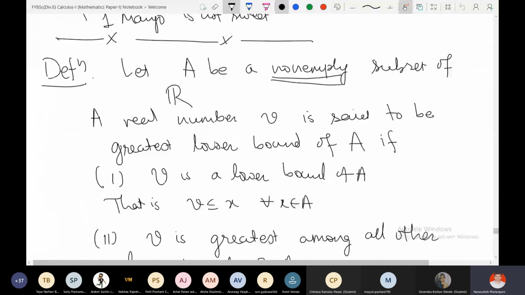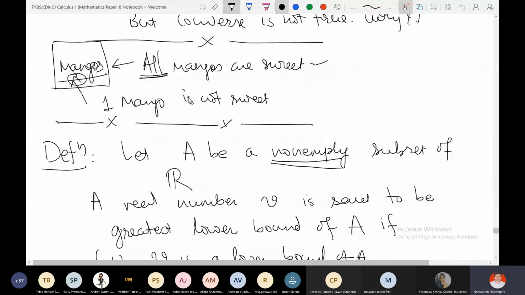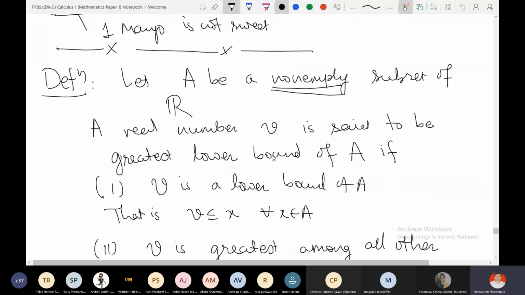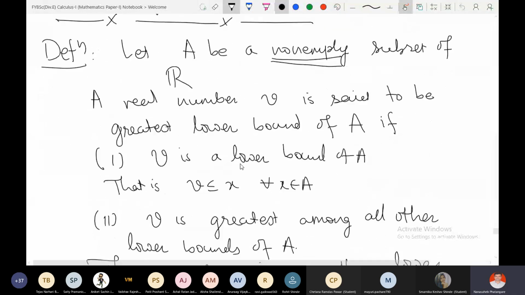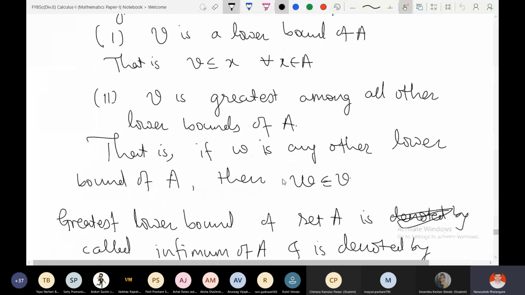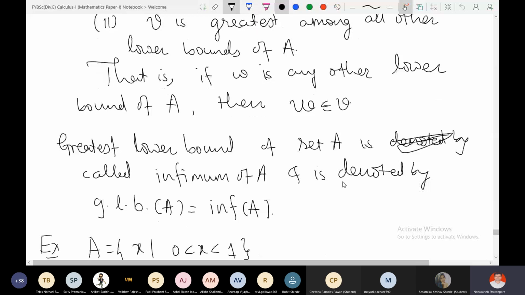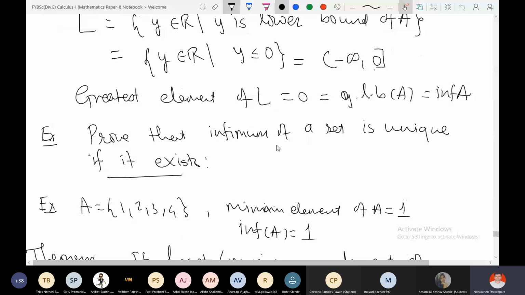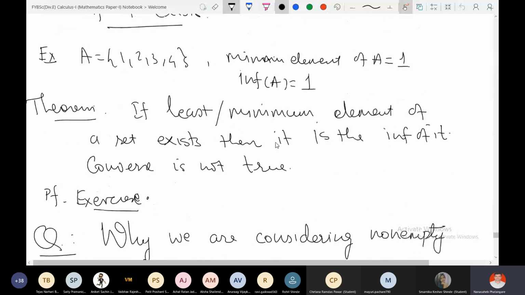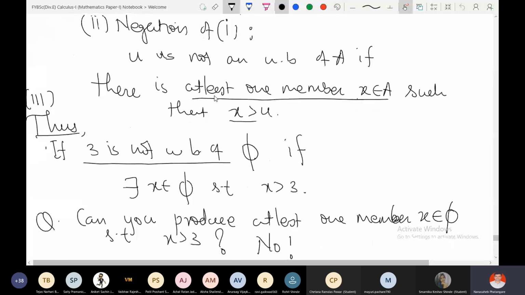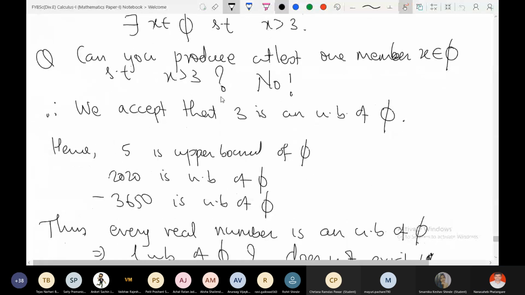And also we define the greatest lower bound. So A is a non-empty set, right? And v is the greatest lower bound if v is a lower bound, and if there is any other lower bound, then it is less than or equal to the greatest lower bound. So the greatest lower bound is called the infimum of a set. Right. So we discuss supremum and infimum in detail.